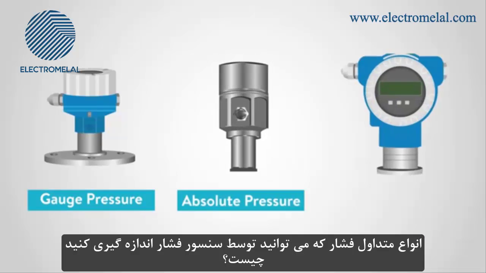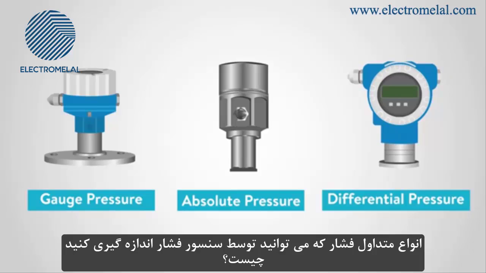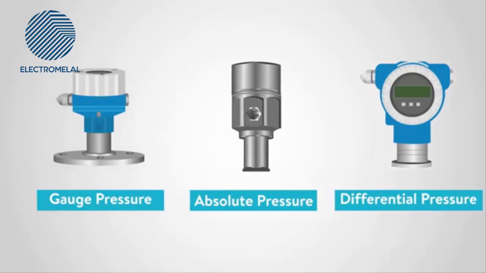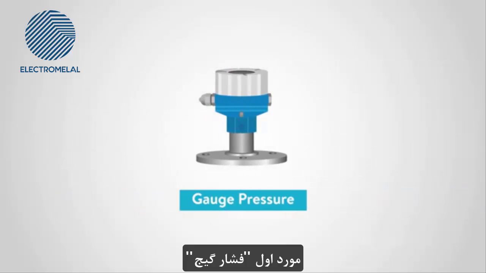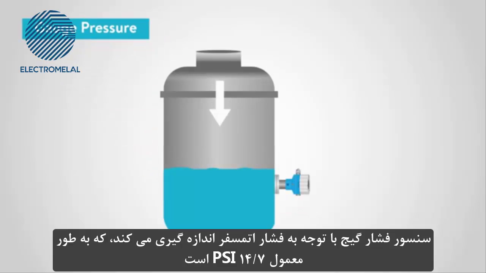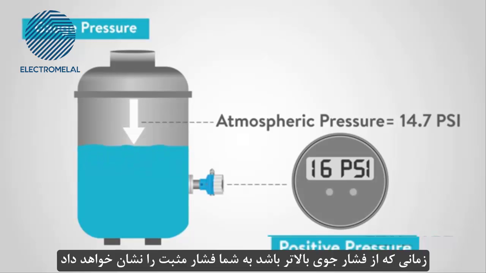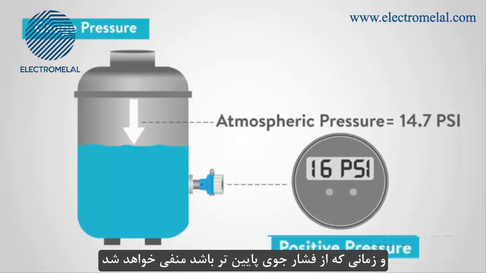What are some of the common types of pressure that you can measure with a pressure sensor? There are three common types that we use in the industry. First being gauge pressure. This is measured in reference to atmospheric pressure, which is typically 14.7 psi. You will show a positive pressure when it is above atmospheric pressure, and a negative when it is below atmospheric pressure.